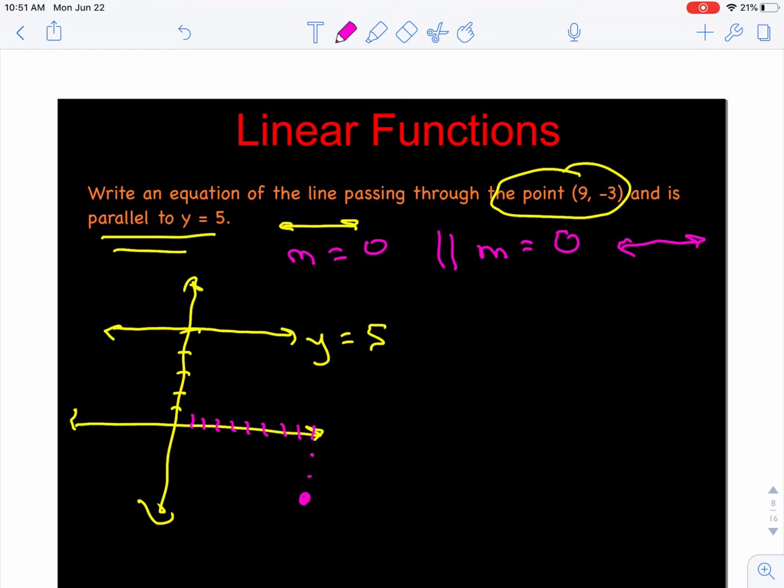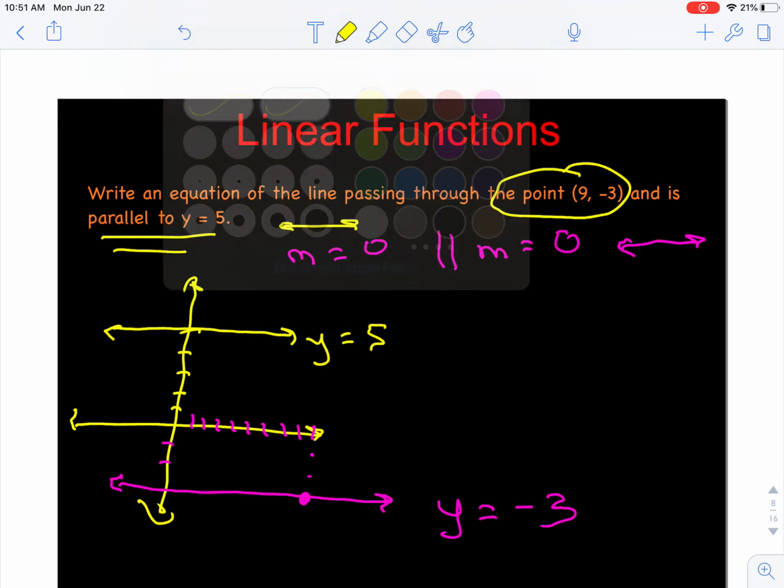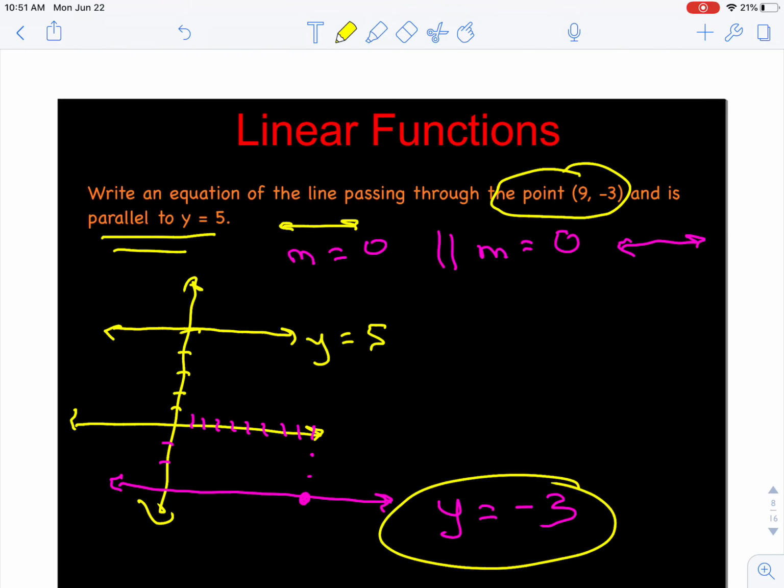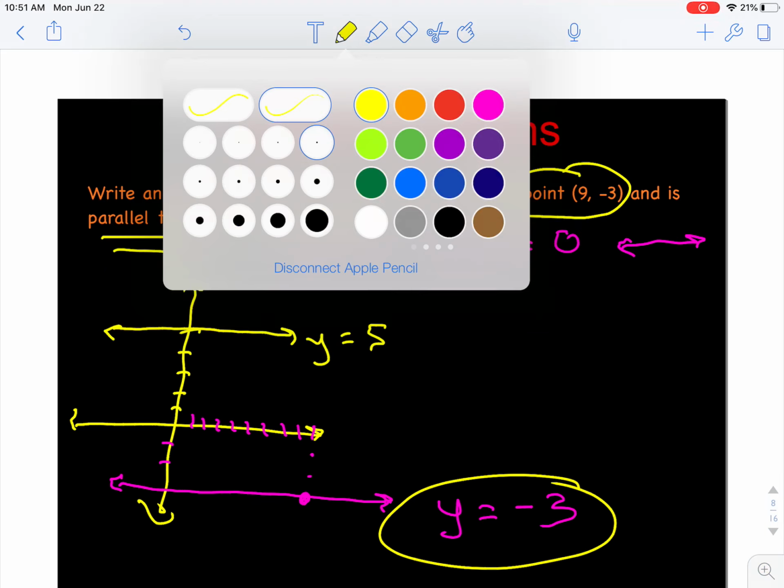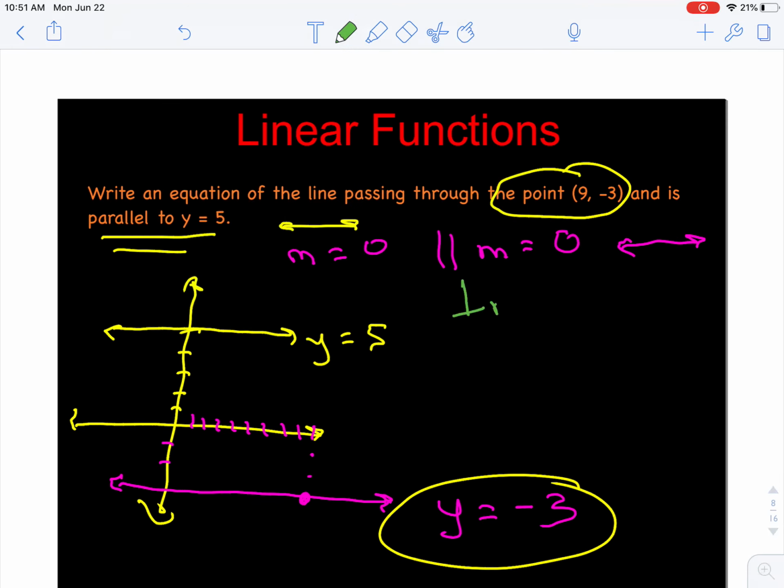Well, if it's going through that point and it has to be parallel and also horizontal, it's going through the y-axis here at -3. So the equation of your line would be y equals -3. And that is your answer. Okay? This wasn't in the example, but what if you wanted a line that was perpendicular? Now my slope is going to be undefined, and it's going to look like this. And if it's going through that point right here, that would be the equation of the line x equals 9. That question wasn't asked, but I think it's worth doing.